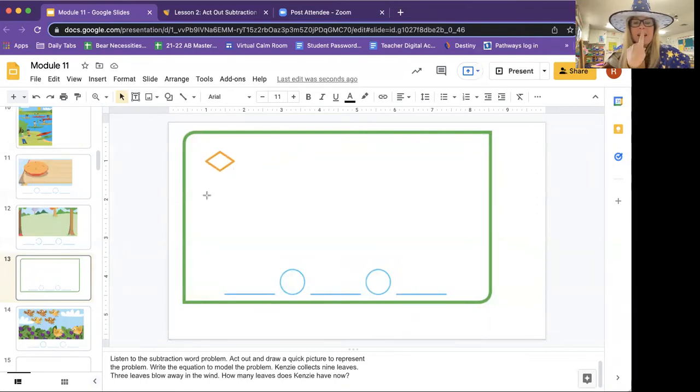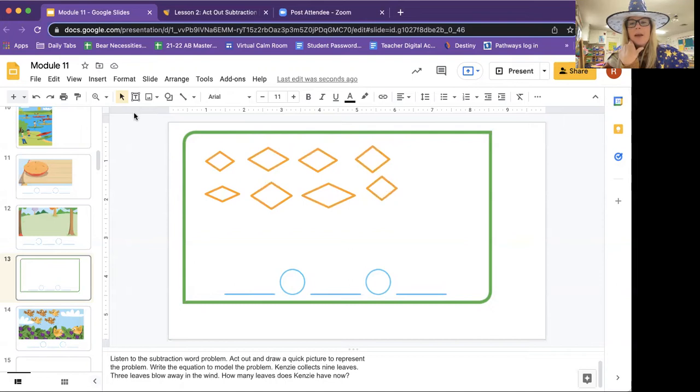She collects 9 leaves. We like collecting leaves out here on campus. There's so many fun during the fall, there's lots of different colored leaves. How many am I at? 1, 2, 3, 4, 5, 6, 7, 8. How many more do I need? 9. She collected 9 leaves. And then that silly wind came and took them away. 3 of them blew away. So let's put an X. 1, 2, 3. How many does she have now?